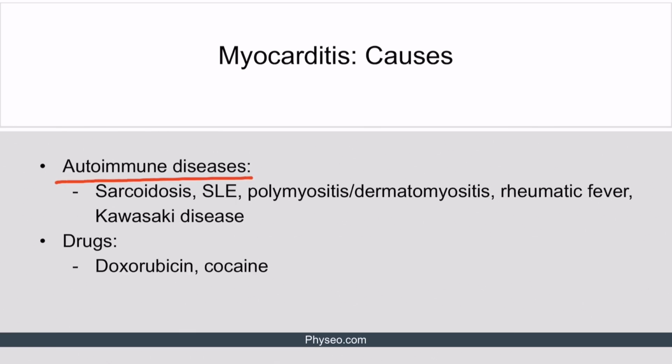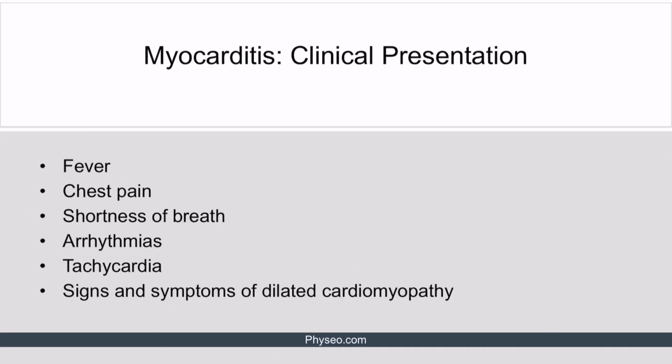Autoimmune diseases implicated in myocarditis include sarcoidosis, systemic lupus erythematosus, polymyositis, dermatomyositis, rheumatic fever, and Kawasaki disease. Finally, some of the drugs that can cause myocarditis include doxorubicin and cocaine. Clinical features of myocarditis include fever and chest pain. Patients may also experience shortness of breath, arrhythmias, and tachycardia.